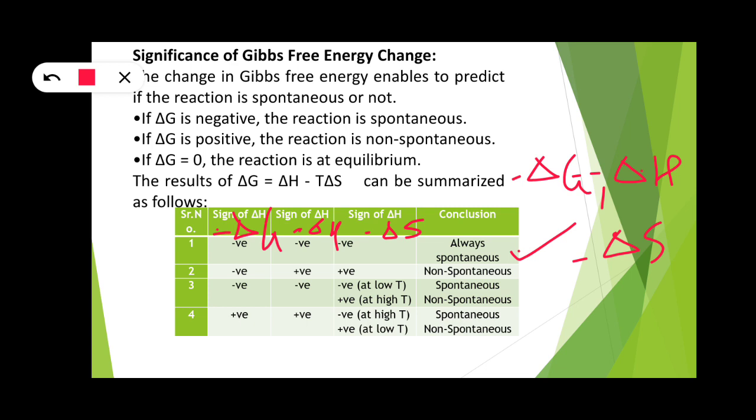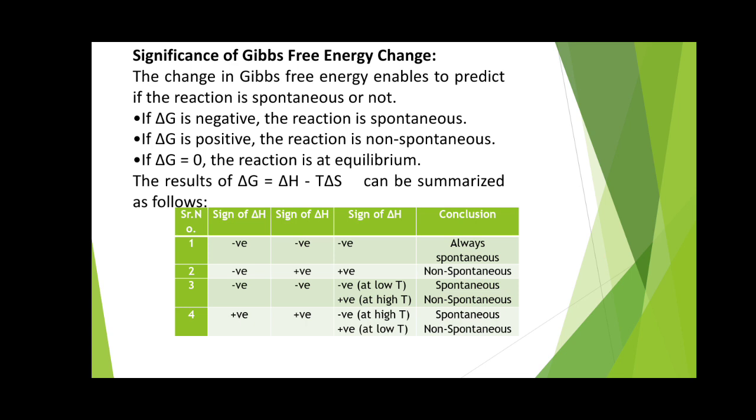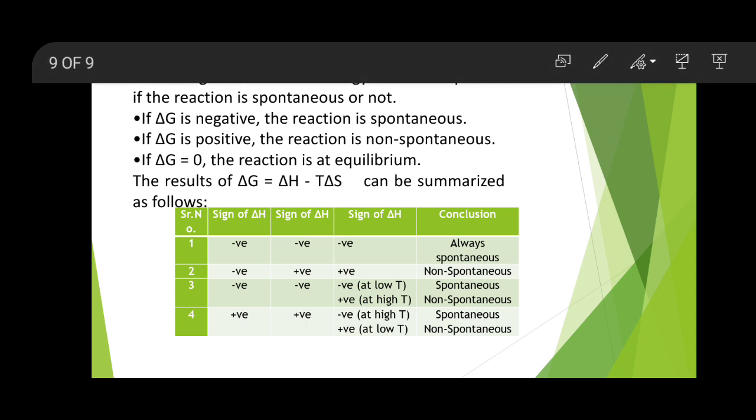That means with the help of this chart we can easily understand whether the given process is spontaneous or non-spontaneous on the basis of the signs of delta G, delta H and T delta S. So that is the very important significance of Gibbs free energy that you have to remember.